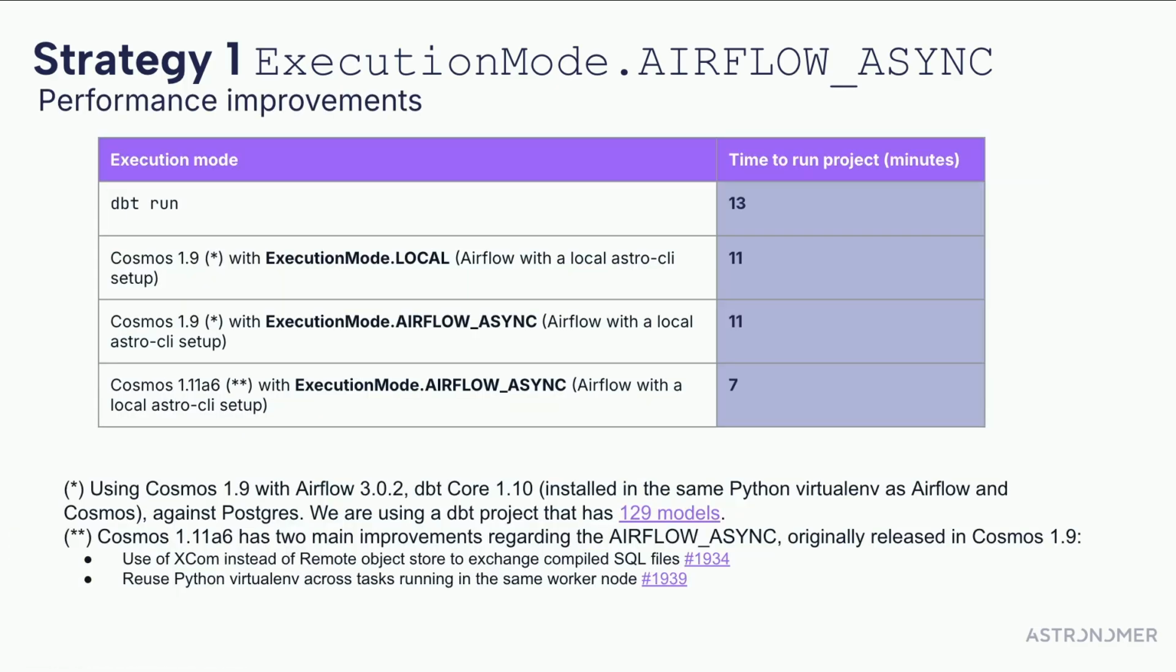So we did run some performance tests, and you can see with the dbt run command, it took around 13 minutes. With the local execution mode in Cosmos, of course, 11 minutes, and then execution mode Airflow async, before the 1.11 alpha, took 11 minutes, and now on our latest pre-release, it takes around 7 minutes. Just keep in mind that we ran the dbt command with thread count 8, and also for the other data, we have an Airflow instance such that we can run a task at a time.